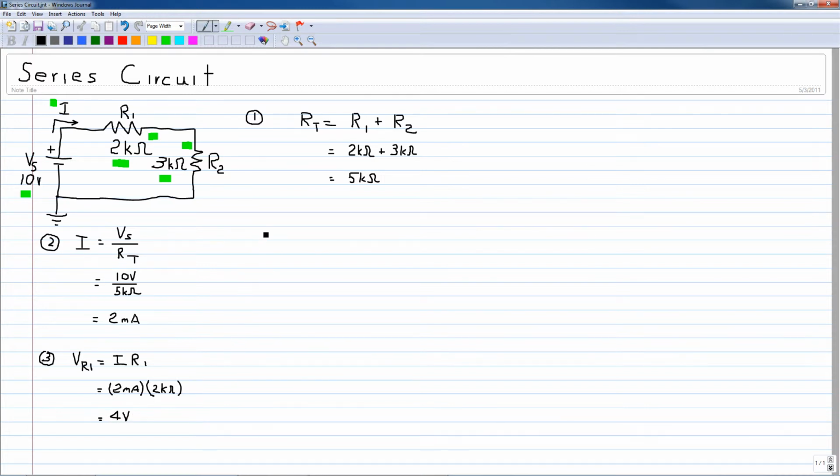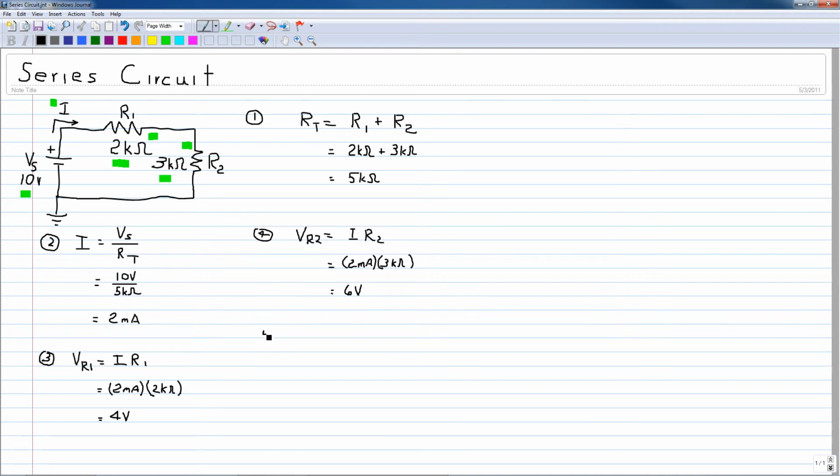We can do a similar type of calculation for the voltage across R2, and we can say VR2 is equal to I times R2. Substituting in our numbers, we have 2 milliamps times 3K ohms. Substituting that into the calculator, we get a voltage of 6 volts.